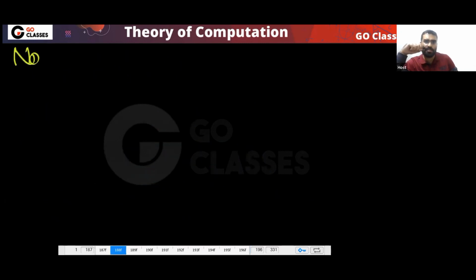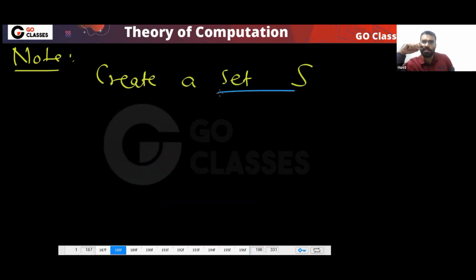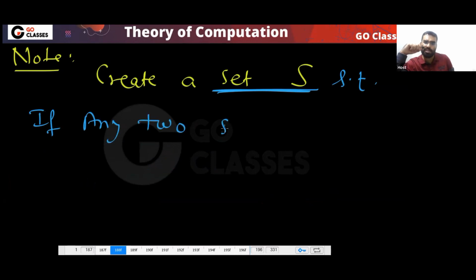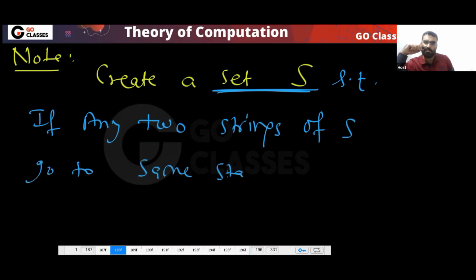Basically, always create a set S such that if any two strings of S go to the same state, then a problem happens. Then some extension creates the problem.